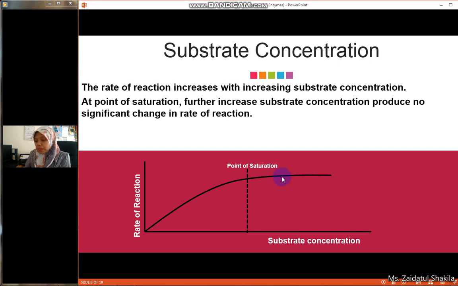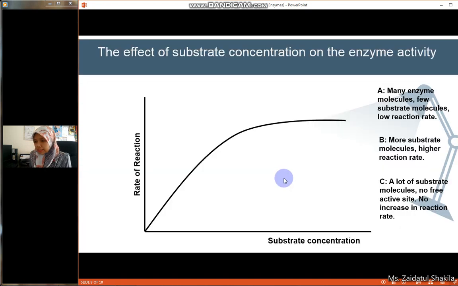We call it a plateau. Look at the graph. The straight line is the plateau. The rate of reaction is constant. Alright. Here is another example of how substrate concentration affects enzyme activity.